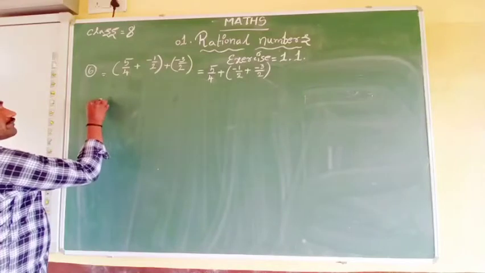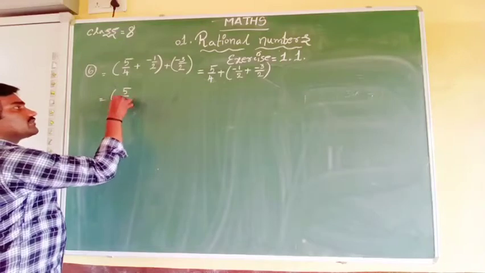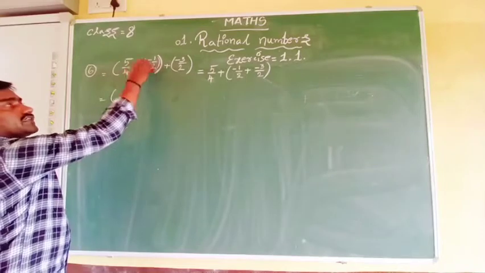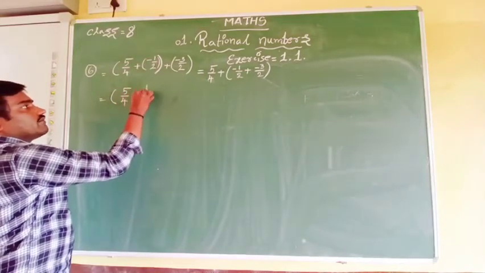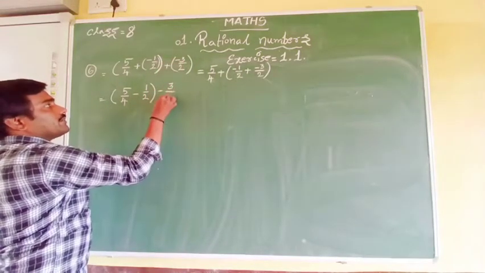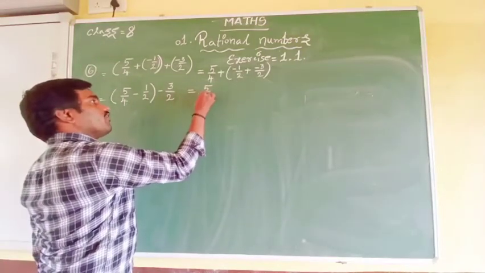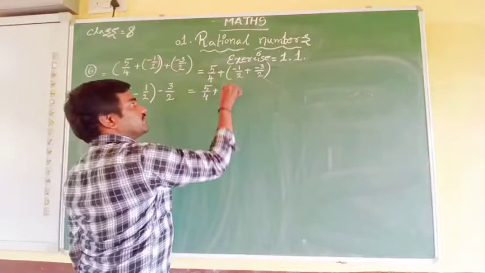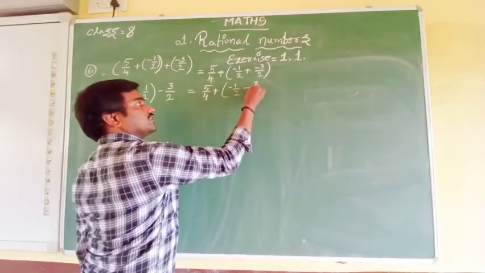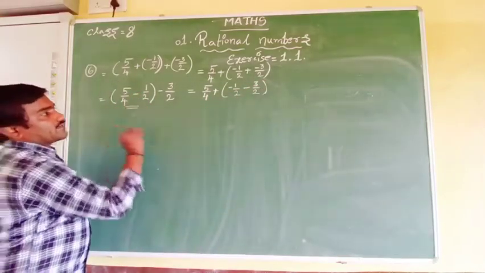Let's go for that. First we might simplify this. First 5 by 4 you write as it is. Let us multiply here. Plus into minus. These two symbols are coming at a time. Plus into minus comes minus 1 by 2. And plus into minus is minus 3 by 2. That is equal to again 5 by 4 plus here minus 1 by 2 plus into minus minus 3 by 2. Yes. Now let us solve the under bracket values first.